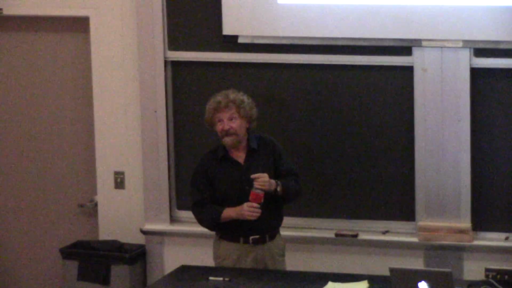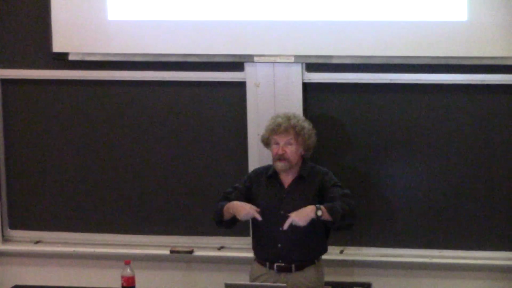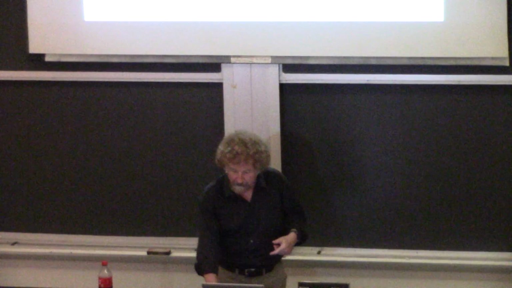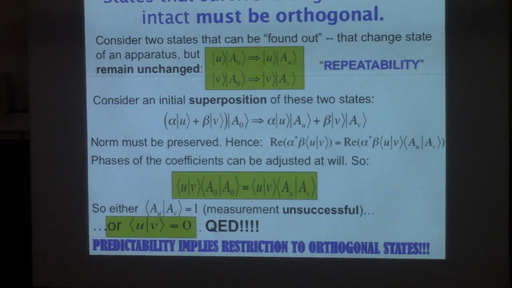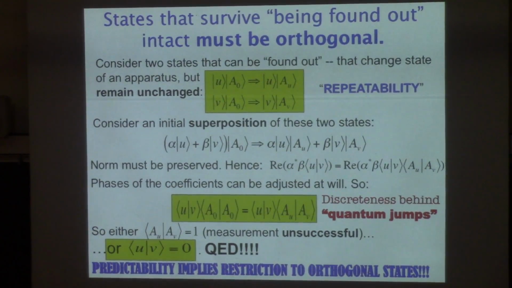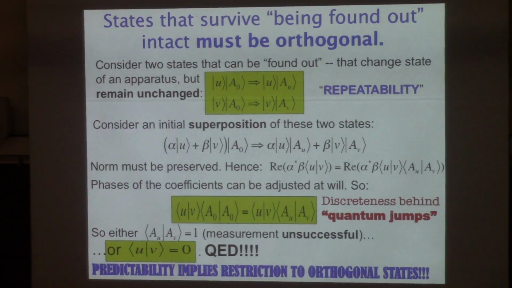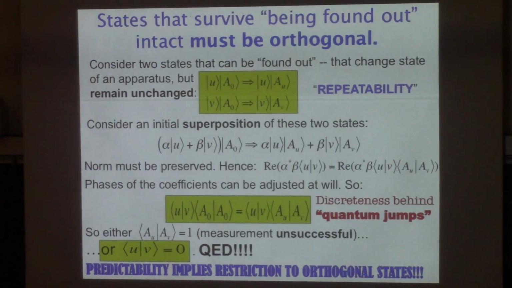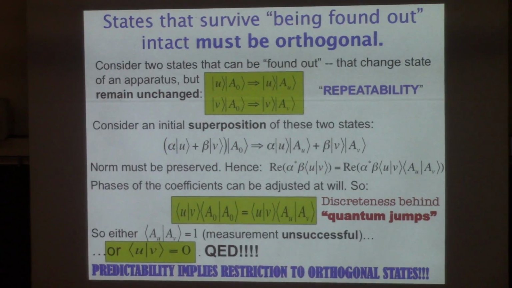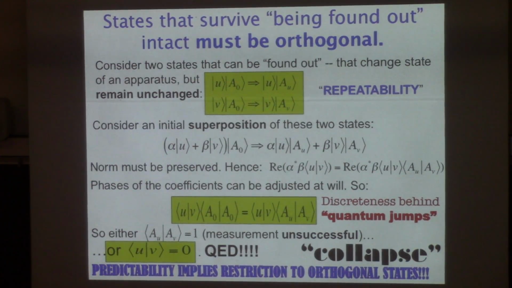Okay, so now we have an orthogonal basis. Now we've proved why observables which are repeatably measurable are Hermitian. It implies restriction to orthogonal states. It hints at discreteness. If you impose repeatability, you're not going to be able to measure a state and find out what it is. Repeatability is going to restrict you to a set of outcomes. So it sort of hints at collapse. There's no real collapse, right? Unitarity. You didn't eliminate anything.